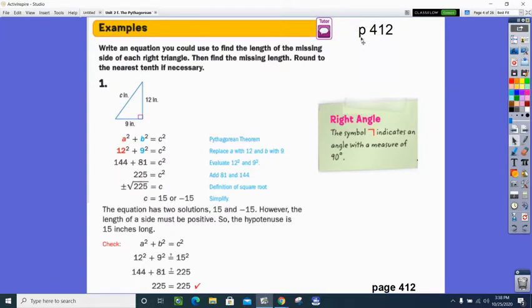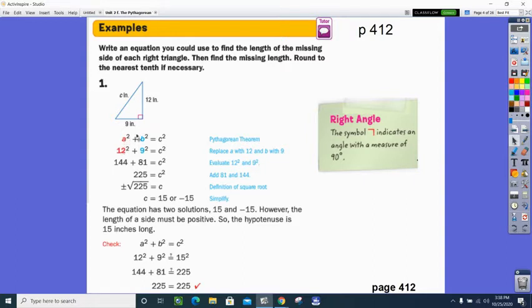Now, in your book on page 412, first of all, they're letting you know about the little symbol for a right angle, which makes it look like a little square once it's put in the corner. The little square will let you know that those are the two sides that make up the right angle. So in this triangle, in number one, we're going to find the missing side. Notice it doesn't have a number, it has a variable, it's an unknown. So we're going to take one of the legs and the other leg, and we're going to substitute them into the Pythagorean theorem. It doesn't matter which one is A or B, but it does matter who C is.